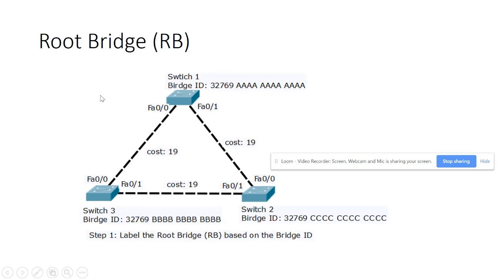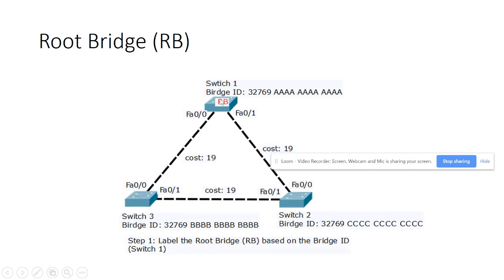Now, in the STP protocol, you need to follow some steps in sequence. The first step is to label the root bridge based on the bridge ID. The bridge or the switch with the lowest bridge ID is called the root bridge. If you compare the whole bridge ID of switch 1, 2, and 3, you see the priority is the same, and then comes AAA or BBB or CCC. AAA is the lowest value, so switch 1 in this case becomes the root bridge. You should label switch 1 as root bridge. Here in this example, I labeled switch 1 as root bridge.